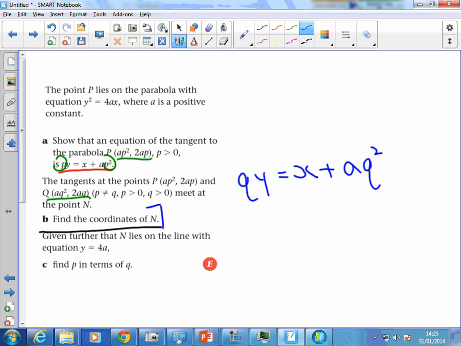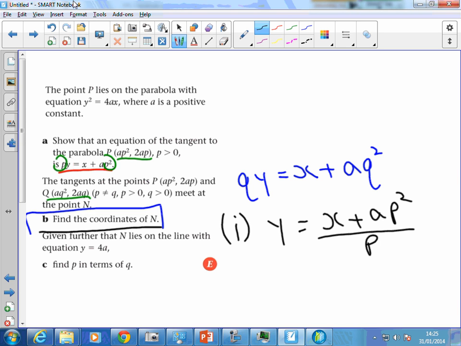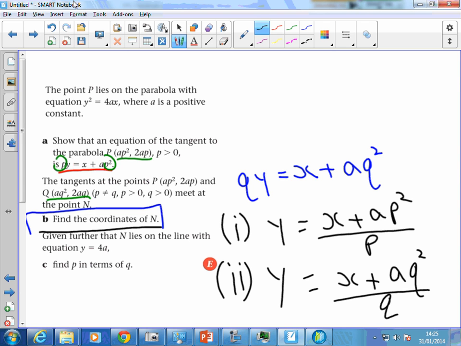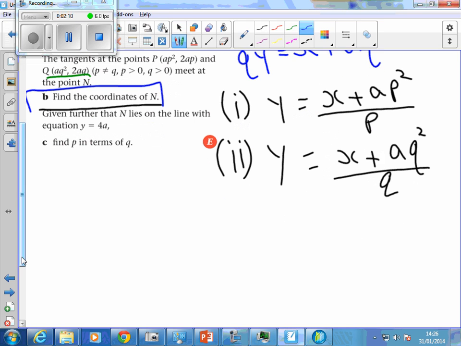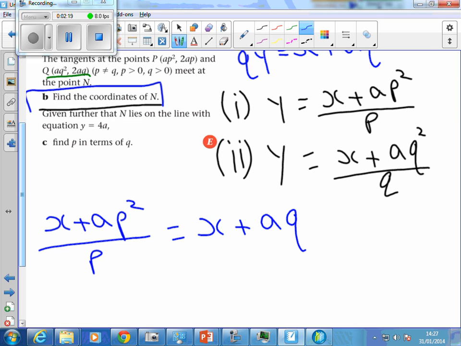They meet at the point N, so I have to find the coordinates of N. Now, like any two straight lines, where they meet, it's the solution of the simultaneous equations. So, if you like, equation 1, I'm going to rearrange it and make y the subject. So y is equal to x plus ap squared all over p. And equation 2, y is equal to exactly the same thing, but with the letter q. So now I have y as the subject of both equations. I can equate the two. So my next line will be x plus ap squared all over p is equal to x plus aq squared all over q.